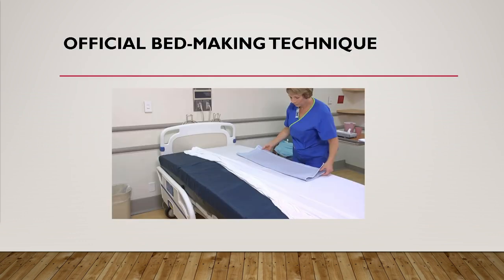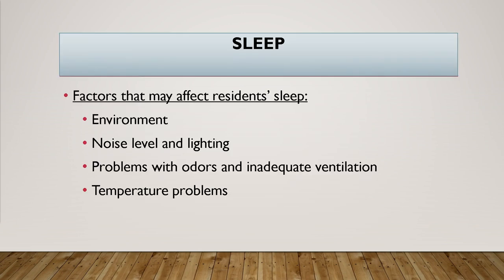Now we'll talk about official bed-making techniques. Sleep is a natural period of rest for the mind and body during which energy is restored. Typical adults will need between 7 to 8 hours a night for the body to fully re-energize. How much sleep do you get? Looking at the factors that affect how residents sleep, such as noise levels or problems with odors, would any of those explain why you may not sleep so well?